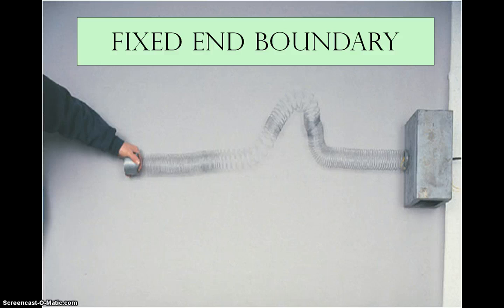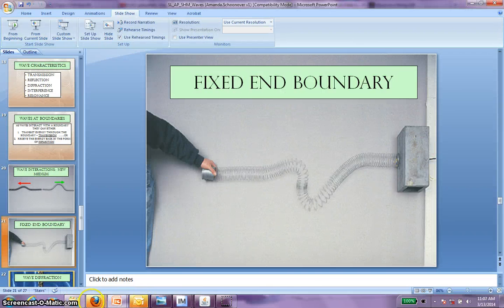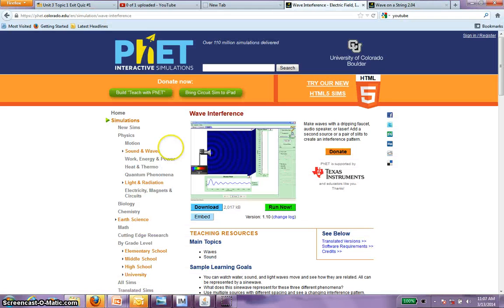Now, if we had a fixed boundary, like in this instance, where this is fixed to the ground, and I use a slinky and generate a wave towards it, once it encounters this fixed boundary, it's going to bounce backwards, right? And it actually bounces and inverts itself upside down. So this is the reflection of the wave back, and it flips upside down when it encounters a fixed boundary. I'm going to actually show you this using a simulation.